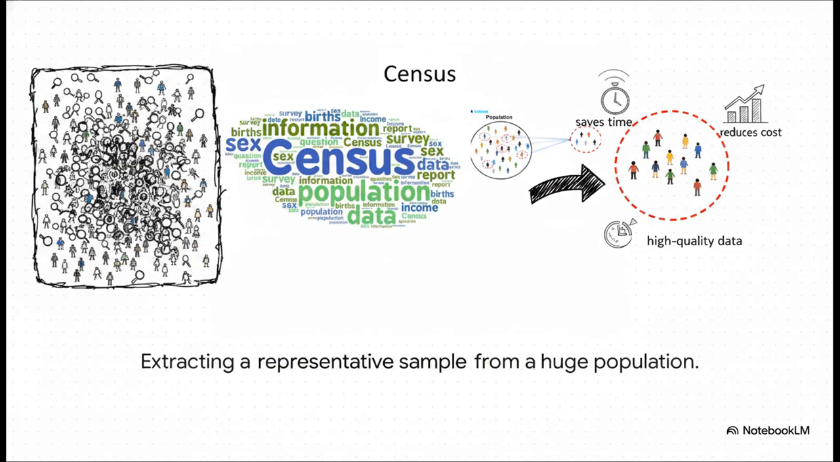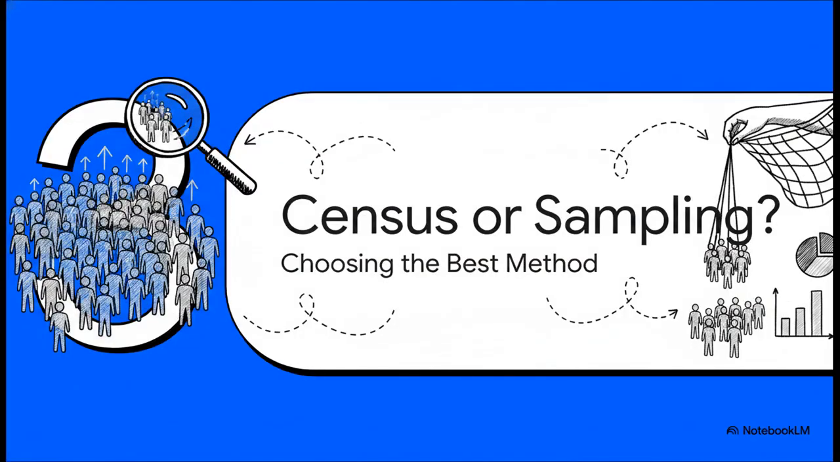And this brilliantly illustrates how the magic happens. By systematically extracting a really well-chosen, representative sample from that massive population, researchers can infer vital, accurate information about that huge group without the staggering workload of investigating every single person. It fundamentally slashes costs, it dramatically saves time, and it's what makes gathering high-quality, actionable data actually possible in the real world. Which brings us to Section 3, census or sampling.